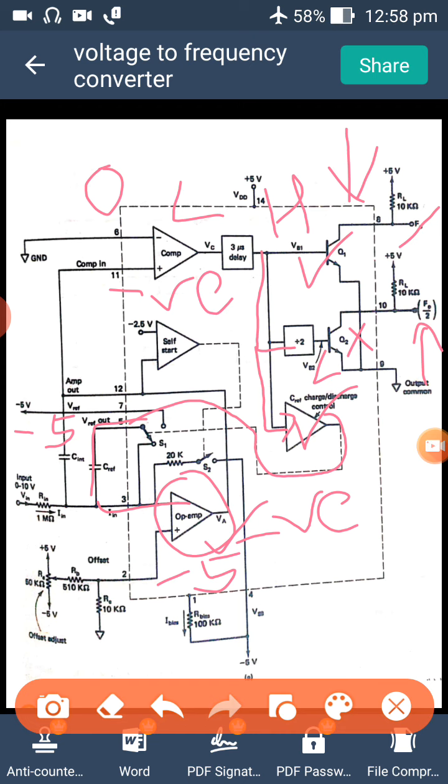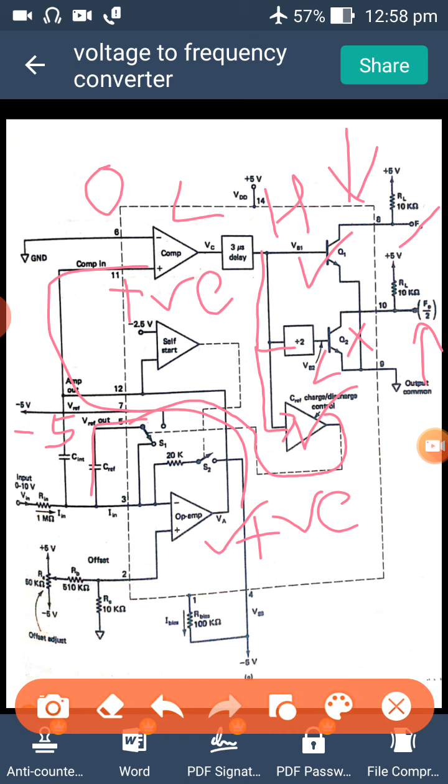Then again, this is the integrator. If we provide a minus voltage to the inverting terminal, the output will be inverted, meaning it will go positive. Now again the same procedure continues. The positive voltage is again applied here, then the comparator will start to compare and the output will be positive. The 3 microsecond delay will generate a negative voltage. This is given to the transistor, and so on. The same procedure will be repeated again and again. This is the operation of a voltage to frequency converter, right?